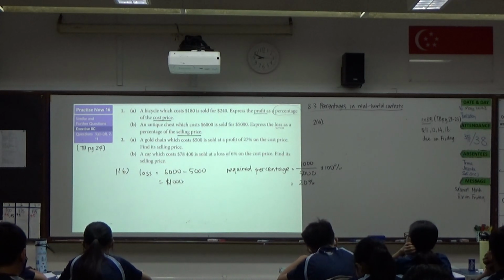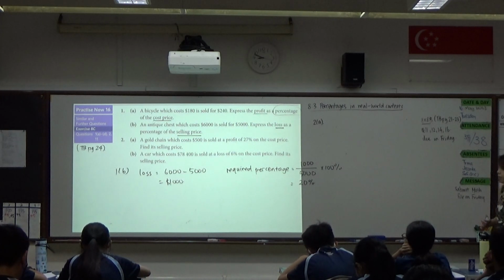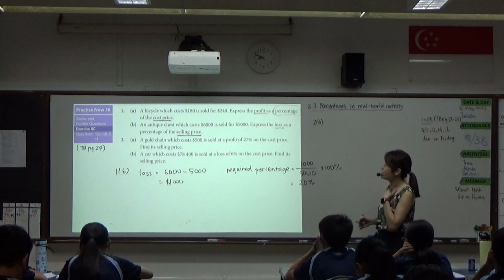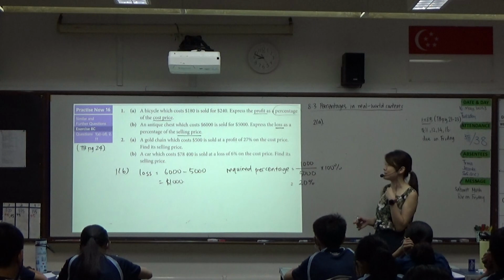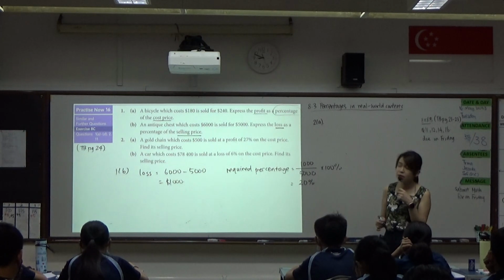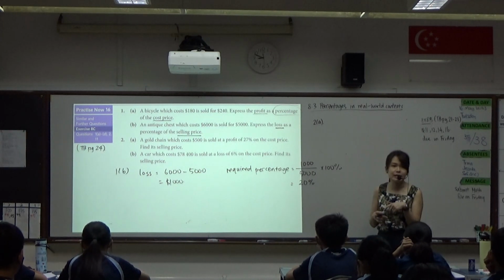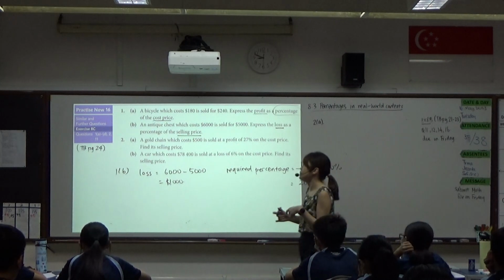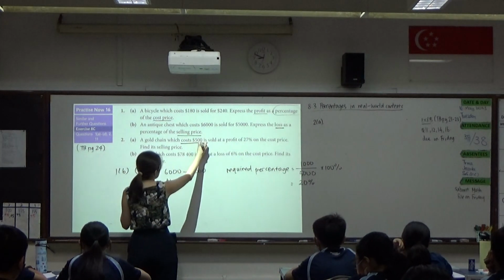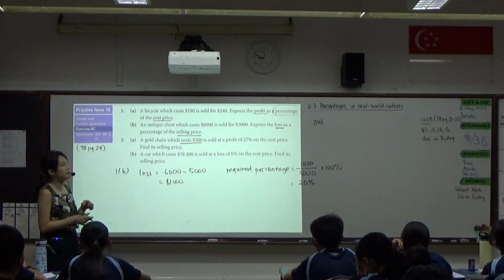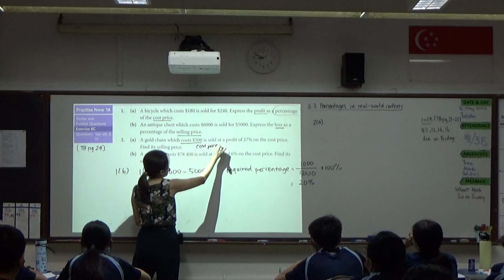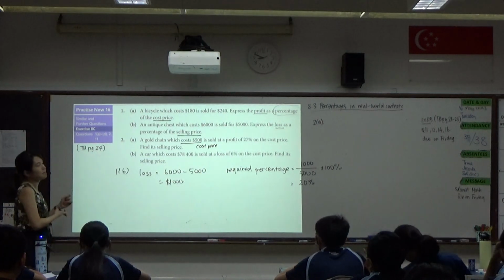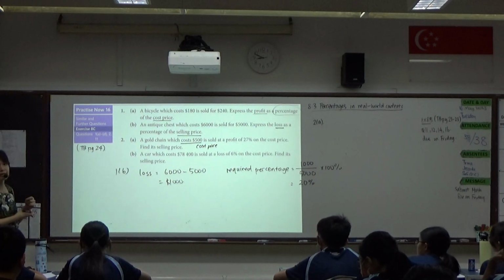Question 2a says that a gold chain which costs $500 is sold at a profit of 27% on the cost price. We want to find how much the selling price is. Since it says cost $500, this is the cost price, and the profit amount is 27% on top of the cost price.